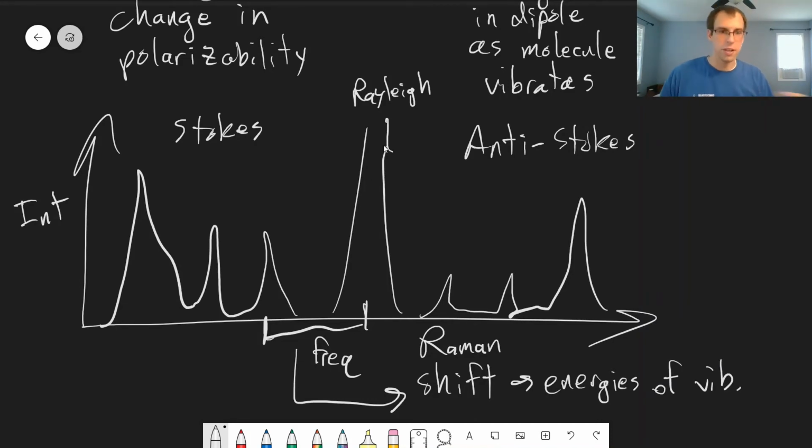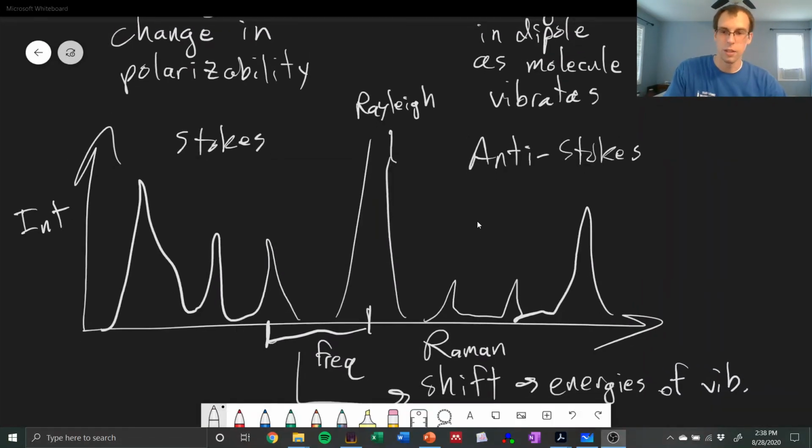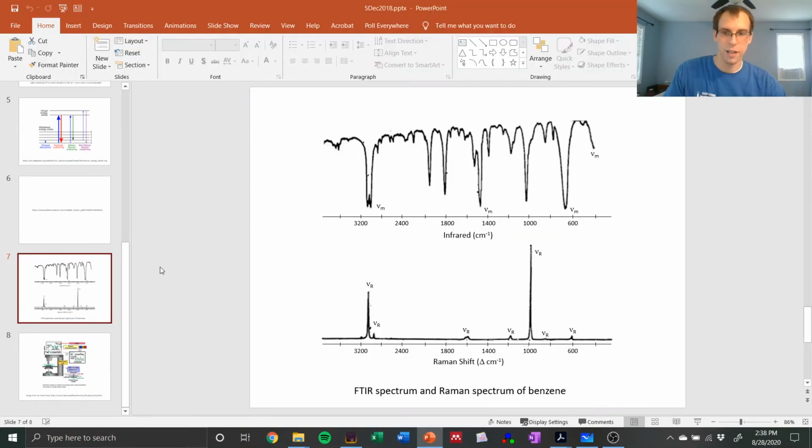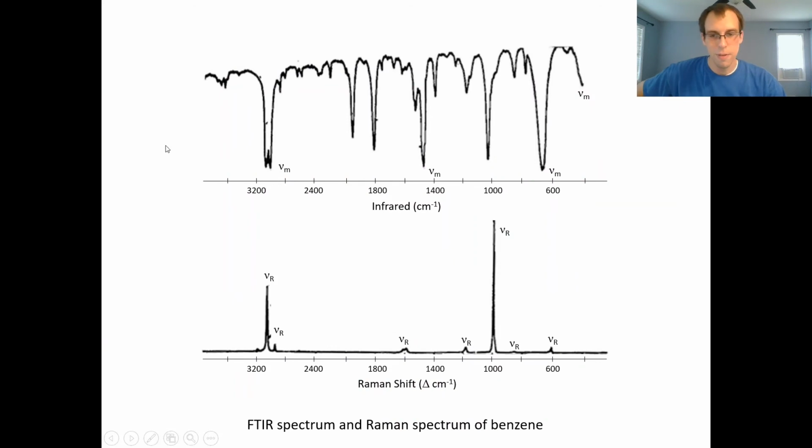So just to show you an example of how this looks in comparison, if we measure the same molecule, let me go over to my PowerPoint slides here. This is an infrared spectrum and a Raman spectrum of benzene. Looking at the Raman shift for the Raman spectrum and then the infrared spectrum, this is all the absorptions. We can see these spectra, while both looking at vibrations of benzene, give very different results.